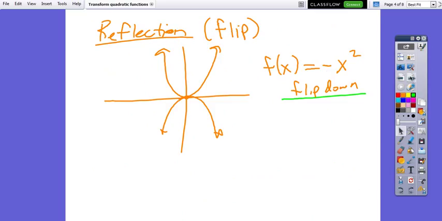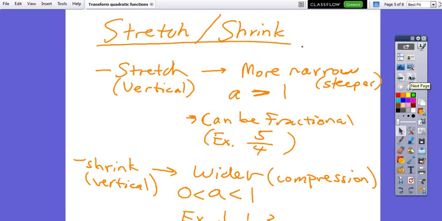The next type of transformation that we have are stretches or shrinks. In this case, we're only going to deal with the vertical stretch or shrink. That is, I'm going to stretch this thing up as if I were to take a rubber band and pull it vertically. You would notice that the sides of the rubber band would become closer together, or more narrow, or steeper. We get a vertical stretch when our a value is greater than 1.